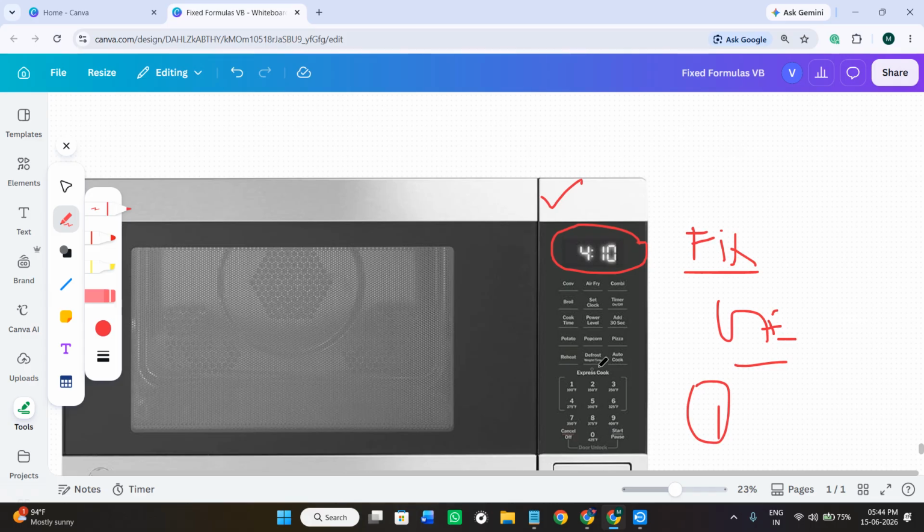Now, if pressing near the display temporarily causes the missing segments to reappear, then usually it is a sign of a failing display connection or deteriorating contacts behind the panel. So this symptom is commonly seen before complete display failure occurs. So these are some of the causes that you need to keep in mind and you need to basically fix them.